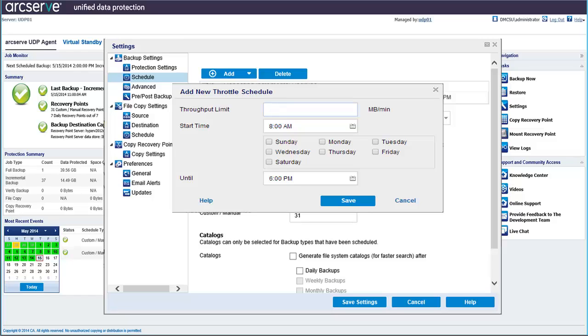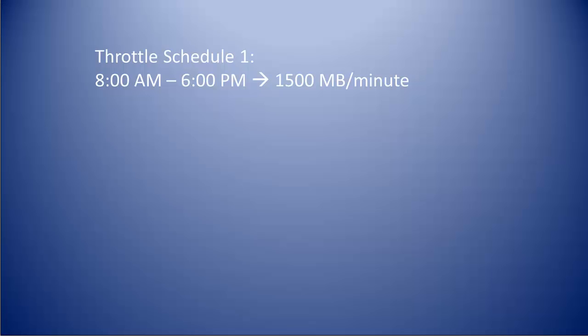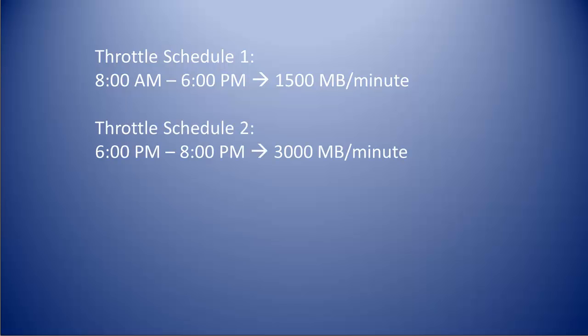of the week. For example, if you set two schedules, one from 8 a.m. to 6 p.m., and the backup throughput limit is 1500 megabytes per minute, and one from 6 p.m. to 8 p.m. with a backup throughput limit of 3000 megabytes per minute.